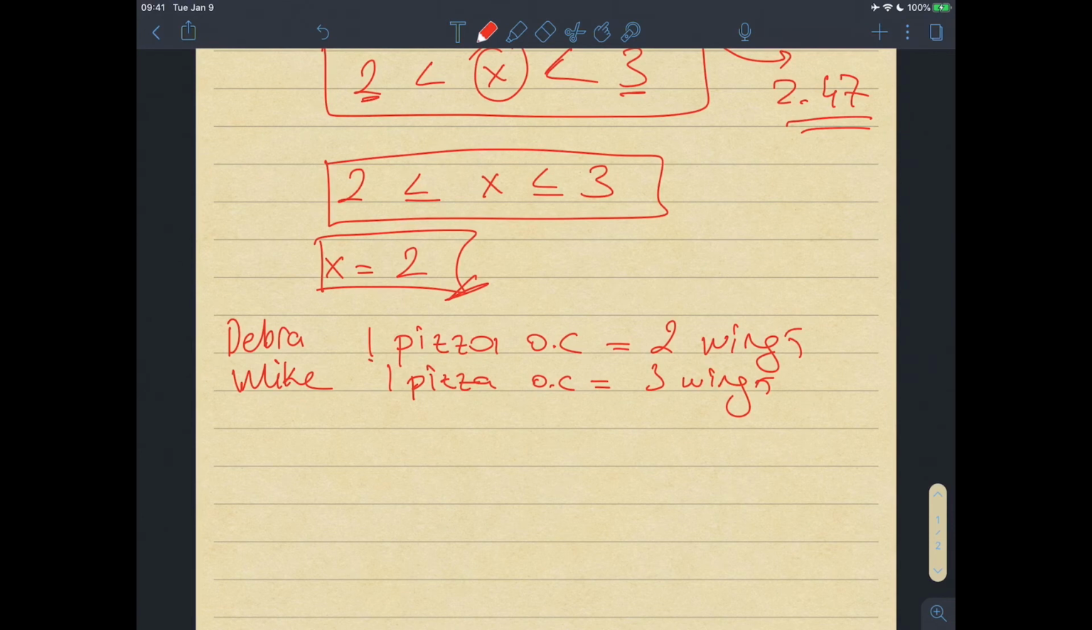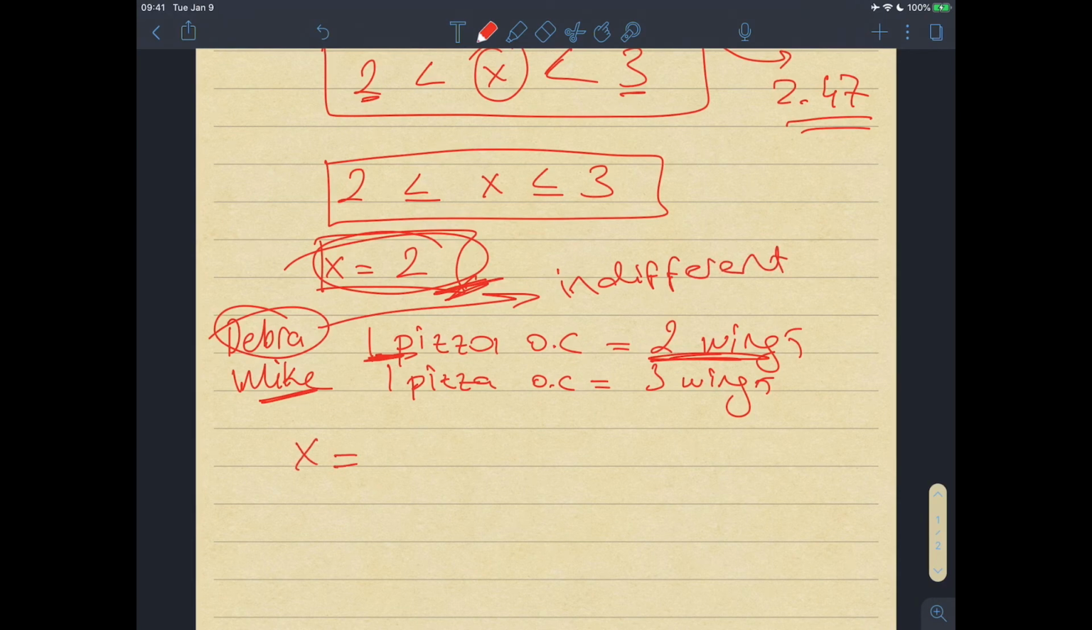For Deborah, 1 pizza is always equal to 2 wings. And if we choose a terms of trade which equals 2, basically Deborah will not gain anything from the trade, because she's going to give 1 pizza to Mike, and in return she's receiving exactly 2 wings. This is the opportunity cost for Deborah. This is what she was doing actually before. So basically, if you choose that terms of trade, Deborah will be indifferent.